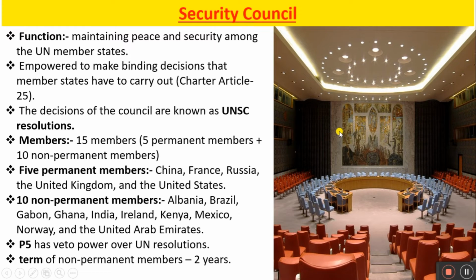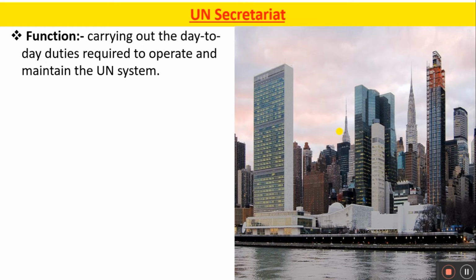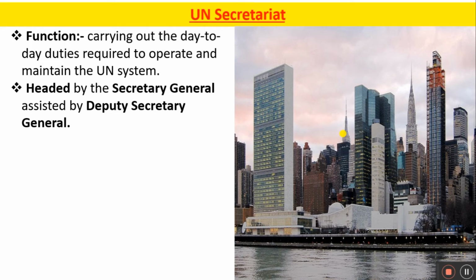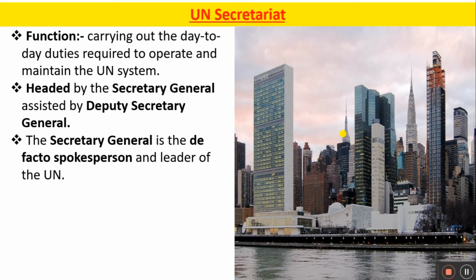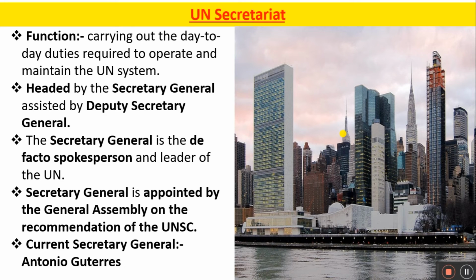The next organ is the United Nations Secretariat. The Secretariat carries out the day-to-day duties required to operate and maintain the UN system. The Secretariat is headed by the Secretary General and he is assisted by the Deputy Secretary General. The Secretary General is the de facto spokesperson and the leader of the United Nations. The Secretary General is appointed by the General Assembly on the recommendations of the Security Council. The current Secretary General of the UN is Antonio Guterres.